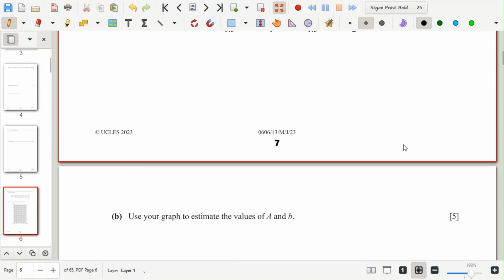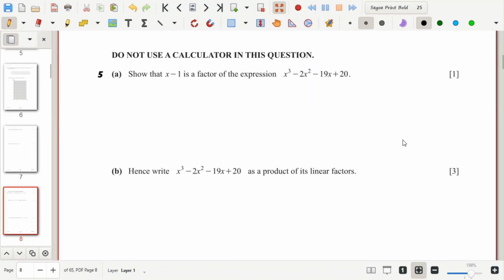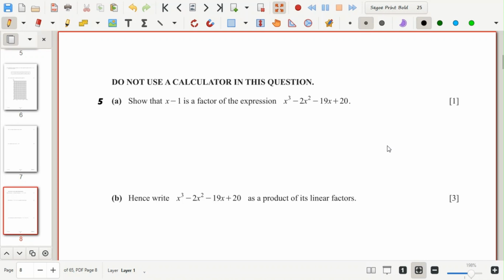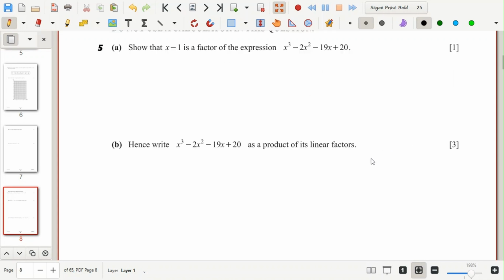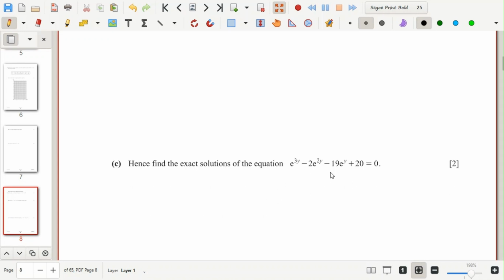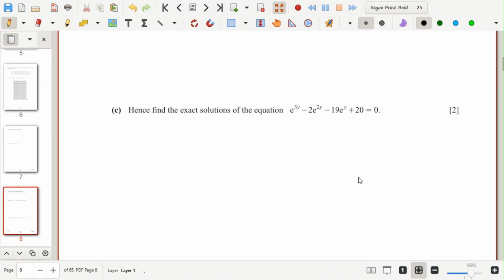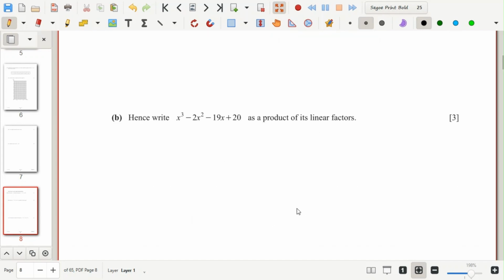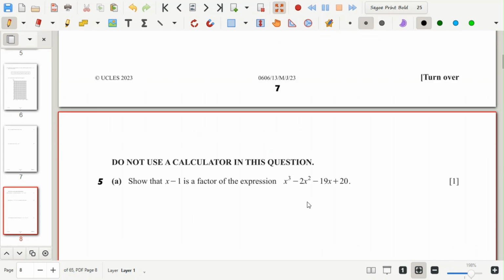Let's start off with question 5. I'm sure you're wondering whether it's a question on exponential functions. It is the C part. The C is on exponential functions. So, 2023. Okay. So now they say that we should show that this is a factor.